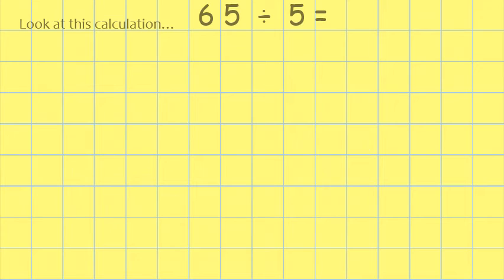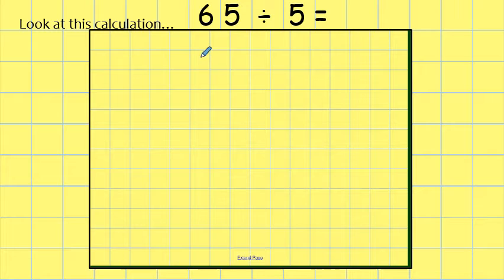Look at this calculation. Okay, so our division sum, 65, and we're dividing that by 5. So you can see the numbers that we're using are getting bigger and bigger, aren't they? Imagine having to do jumps of 5 all the way to get to 65. The chances that we're going to miss a jump or mislabel the line becomes more common. There's every more chance of it happening.